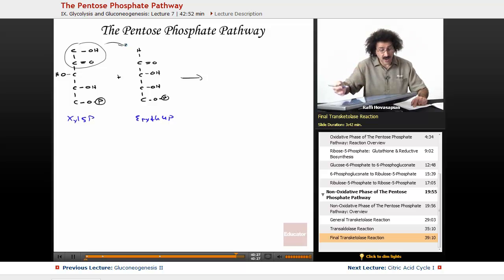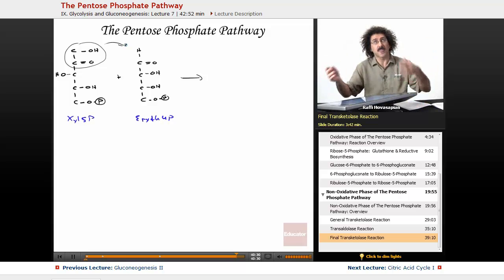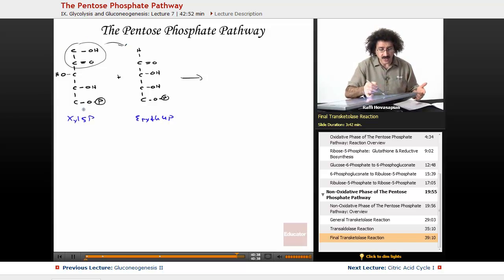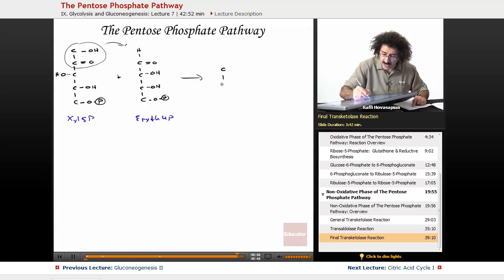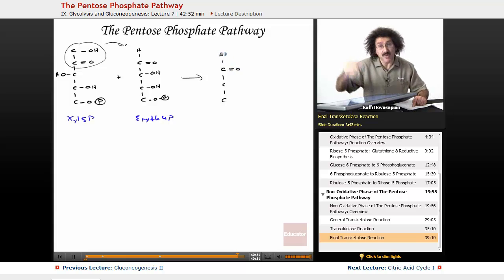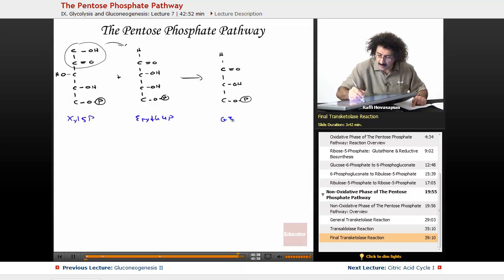It transfers a 2-carbon fragment from a ketose to an aldose. Here's our ketose, here's our aldose. So what we're going to end up forming is we're left with a 3-carbon fragment, which is going to be our glyceraldehyde 3-phosphate. So we produce an aldose and we produce a ketose. OH, this is O, and this is our phosphate. This is glyceraldehyde 3-phosphate. Now let me go back, plus fructose 6-phosphate.